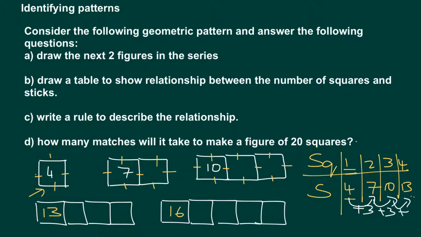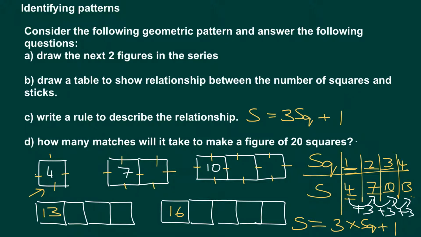Pretty straightforward. So the number of sticks is equal to 3 times the number of squares, as we can see. So 1 square, 3 times that is 3. So 3 times the number of squares. Then we add simply a 1 after it. So 3 times the number of squares is 3 times 1, which is 3, plus 1 gives us 4. 3 times 2 squares is 6, plus 1 gives us 7. 3 times 3 plus 1 gives us 10. So our rule for this relationship is simply sticks is equal to 3 SQ plus 1.